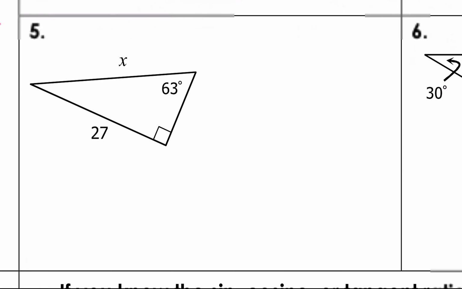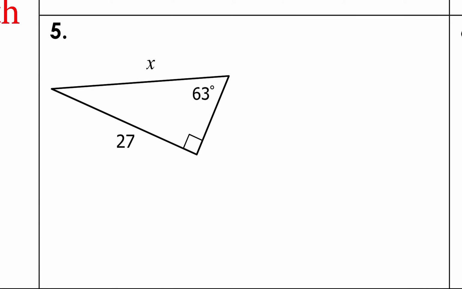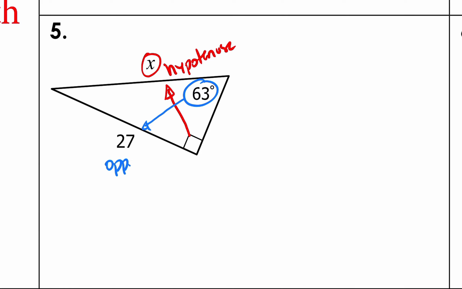Okay. Let's go to number 5. Number 5, here's my angle. And if we look here, there's my right angle. That means this side is the hypotenuse. So that means x is my hypotenuse. And the side that they gave us, one of the legs they gave us, is the opposite side of 63 degrees, the angle we're looking at. So this is the opposite side.